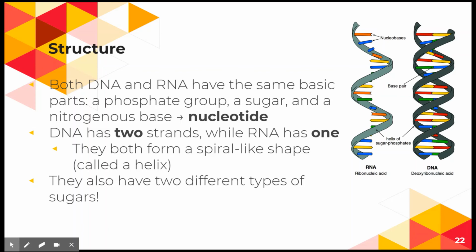They also have 2 different types of sugars. RNA is known as ribonucleic acid. This is because its sugar is called ribose. DNA has the sugar deoxyribose, which is why it's called deoxyribonucleic acid.